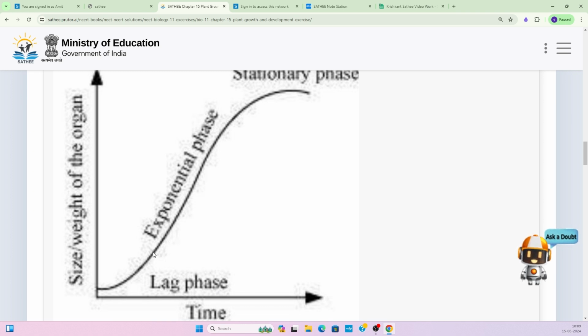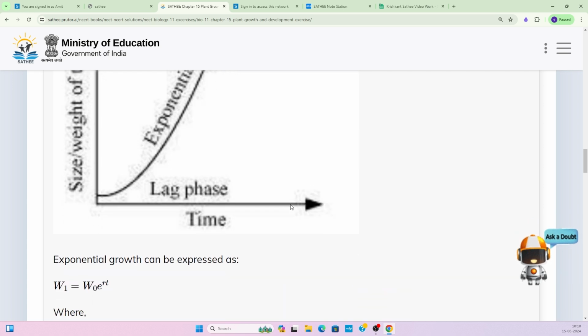But later you see the increase in the size and weight of the organ. At this particular stage of their life, they show very fast growth. So that is the exponential phase of their life. And after that, they again slow down their growth and become stationary. They do not show any increase in the size or the weight of the organ. So that is the stationary phase. So the S shape we see in nature in any organism.